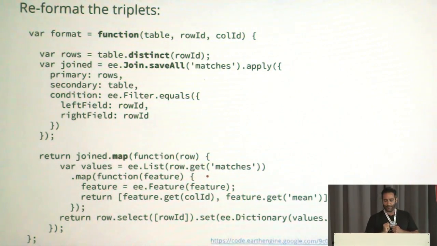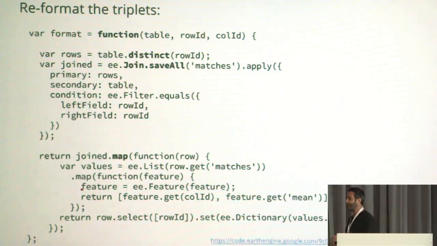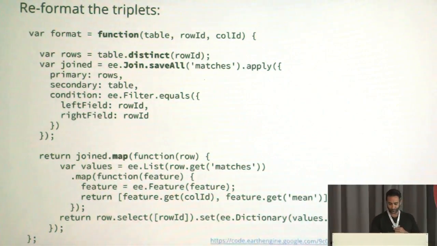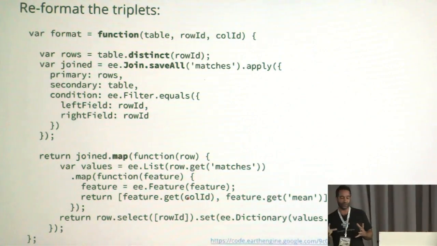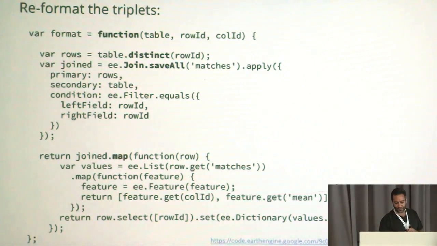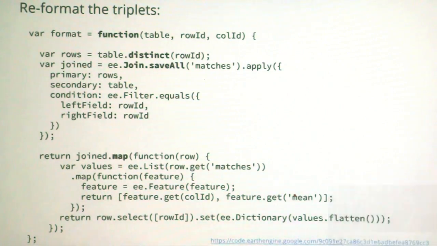So first get that list, and then map a function over the list. The first thing that we do in here is just cast the argument to the function to a feature so that we can have access to all the methods on feature. And then return a list which contains the column ID, which again might be the image ID, and it also contains the reducer output.